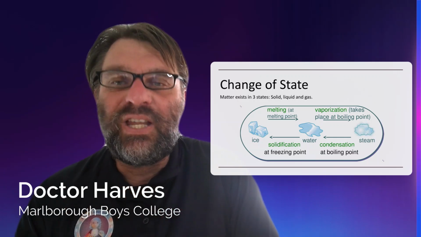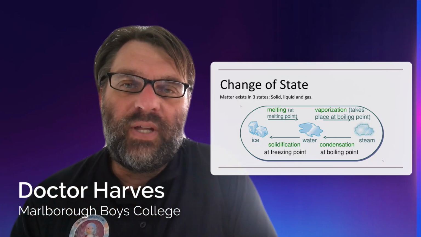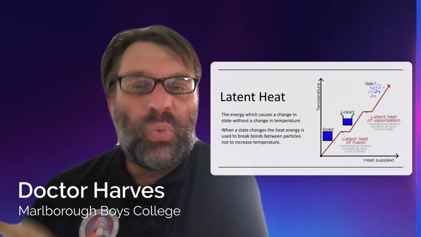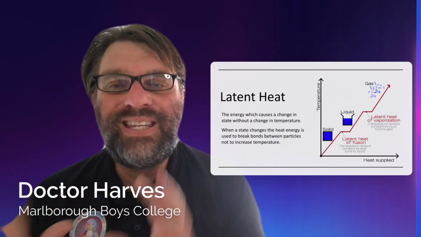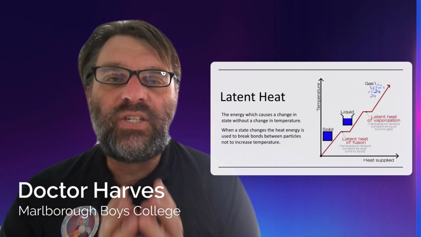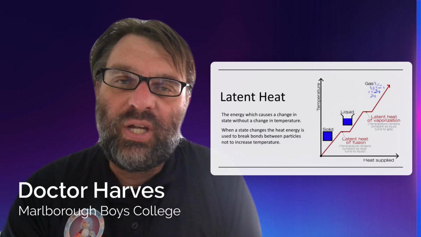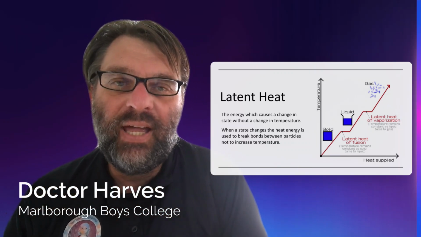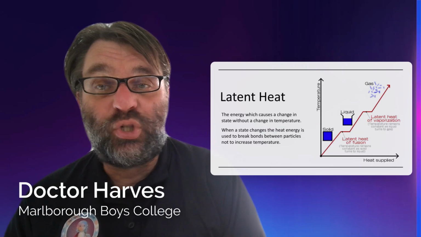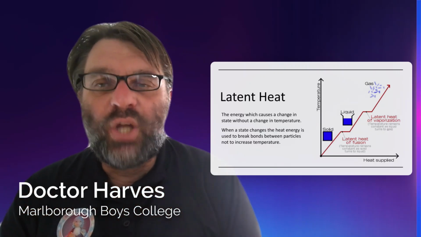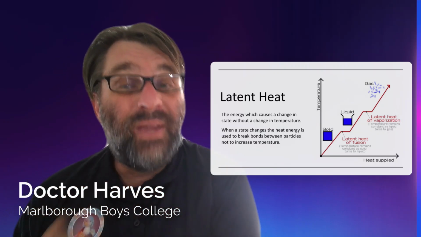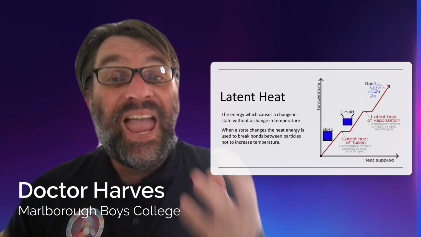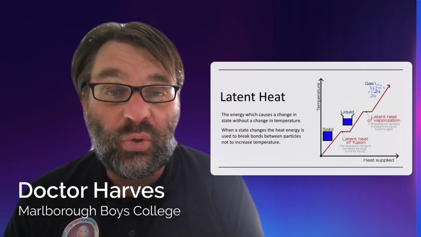But we also need to consider the energy involved in these processes. And that's where latent heat comes in. So what is latent heat? Latent heat is essentially the thermal energy that causes this change of state without a change in temperature. And I hear you ask, well, why is there no change in temperature? Because remember, temperature is about the average kinetic energy of the particles.